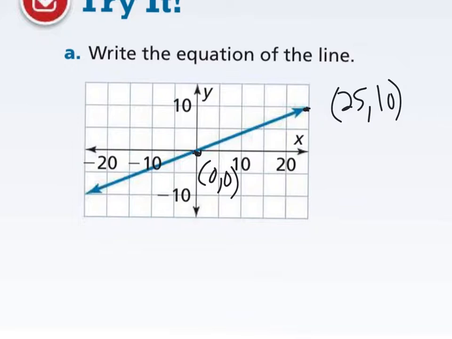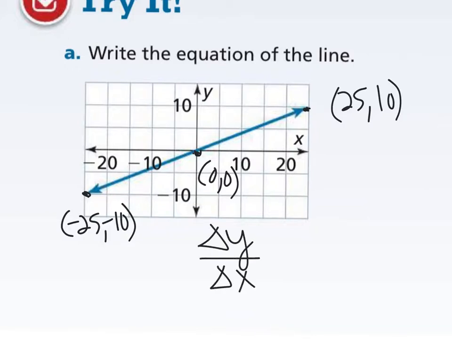It's slim pickings here. We don't have a whole lot of options. Way over here we have (-25, -10). A lot of people prefer positive numbers over negatives when they're working with it. So if you want to go with the first 2 that we said, that would be fine. So now we need to find our slope. Slope, change in y over change in x.